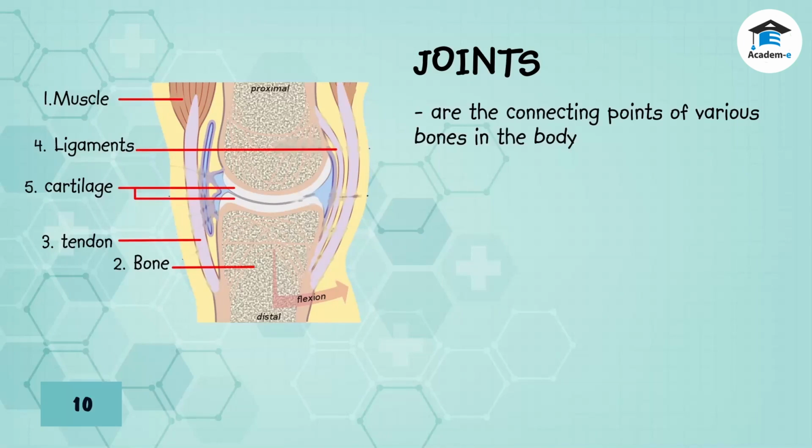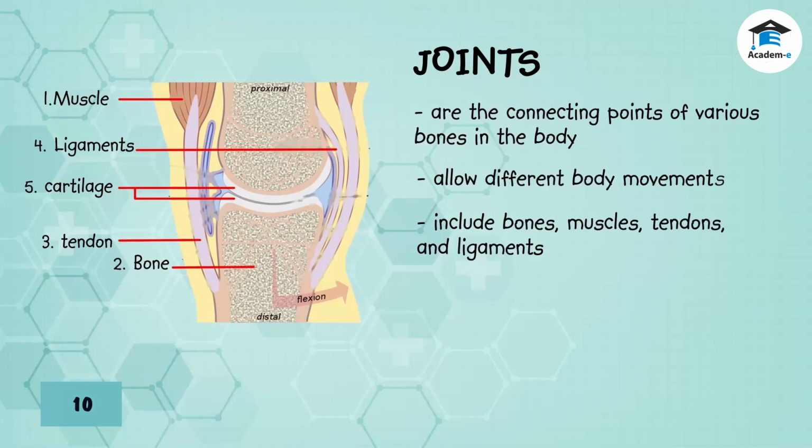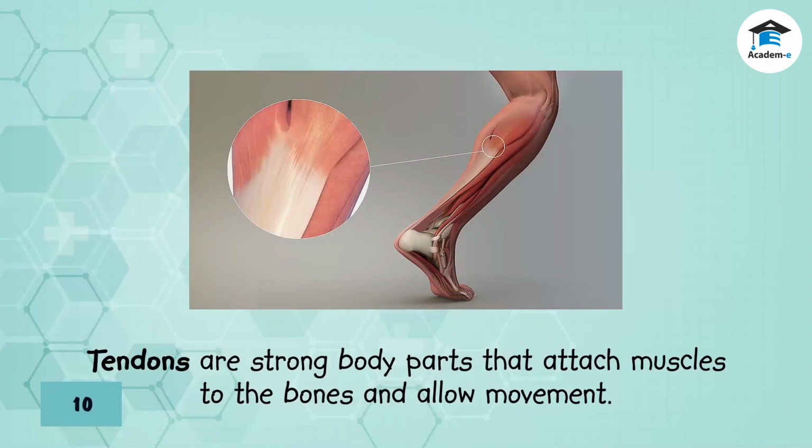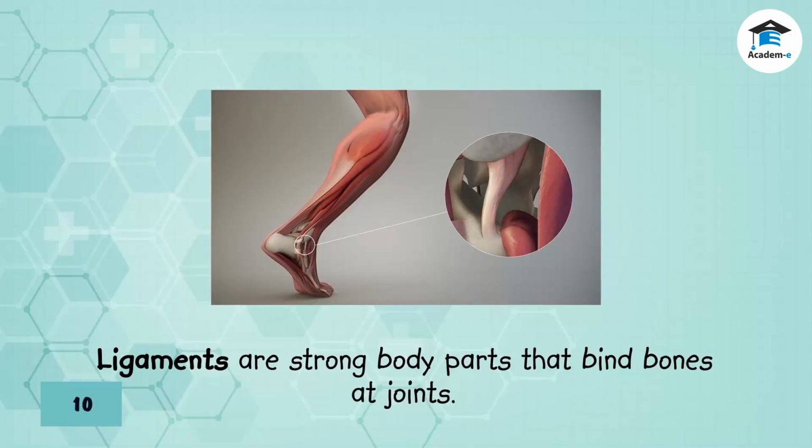The joints are the connecting points of various bones in the body to allow different body movements. Aside from bones, joints also include muscles, tendons, and ligaments. Tendons are strong body parts that attach muscles to the bones and allow movement. Ligaments are strong body parts that bind bones at joints.